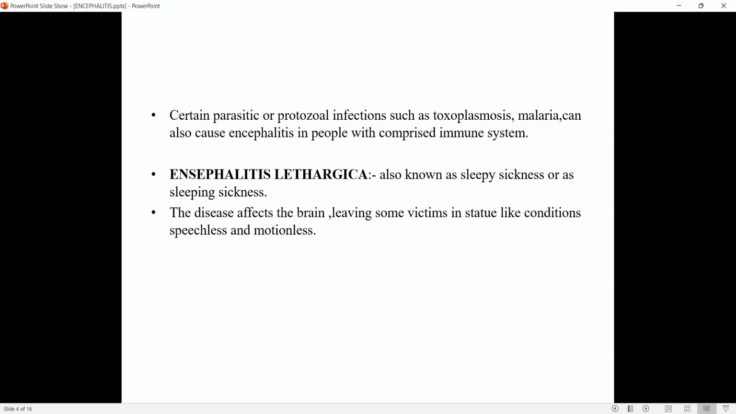Certain parasitic protozoal infections, such as toxoplasmosis and malaria, can also cause encephalitis in people with a compromised immune system. Encephalitis lethargica, also known as sleepy sickness, affects the brain, leaving some victims in a state like a statue, speechless and motionless.